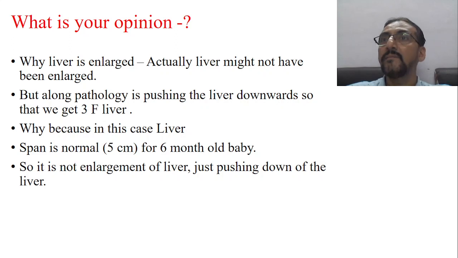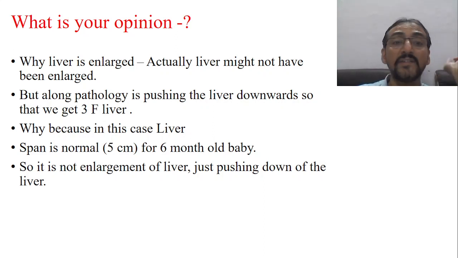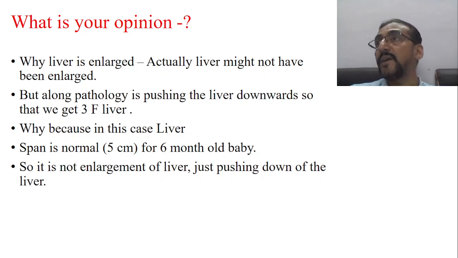Air hunger is there. Okay, so resonant note is also there. Liver span is normally 5 centimeter for a 6-month-old baby. Now liver span is given as 5 centimeter.